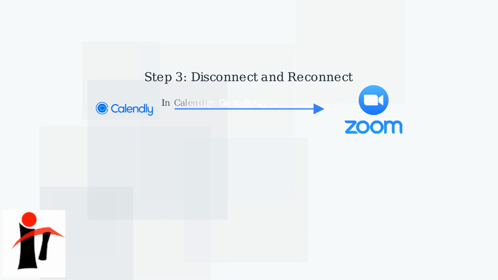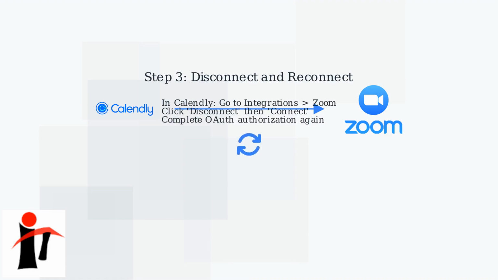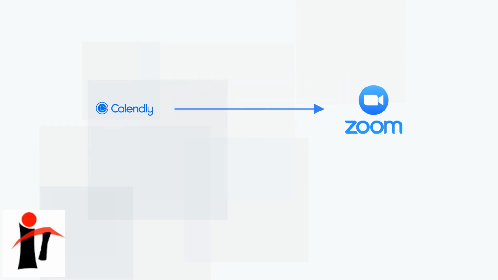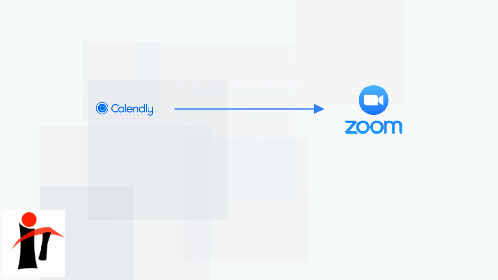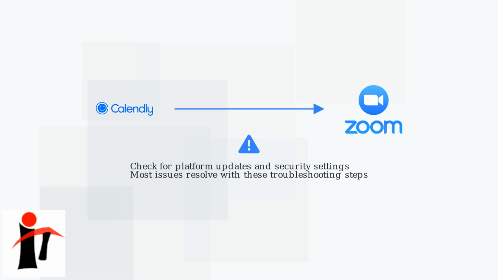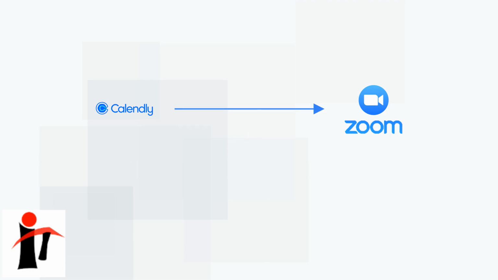If issues persist, try disconnecting and reconnecting the integration. In Calendly's Zoom settings, click Disconnect, then reconnect via OAuth to refresh the authorization. For persistent problems that don't resolve with the above steps, consult Calendly's help documentation online or contact their support team directly through the app. Remember to check for any recent updates to both platforms, as features and security requirements can change. Following these steps should resolve most integration issues.